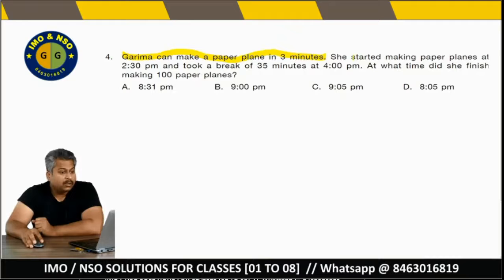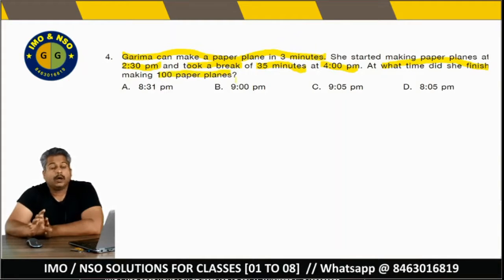Now, what is given? She started making paper planes at 2:30 p.m. So, this is the start time. And took a break of 35 minutes. So, this is the break time at 4 p.m. So, at 4 p.m. she has taken the break. And at what time did she finish making the 100 paper planes?